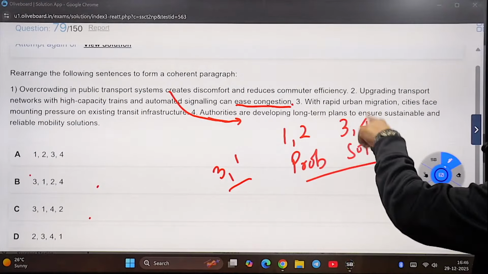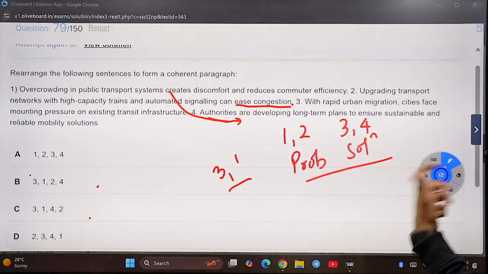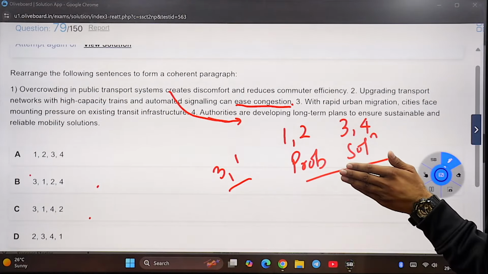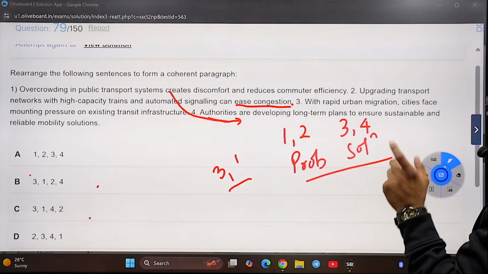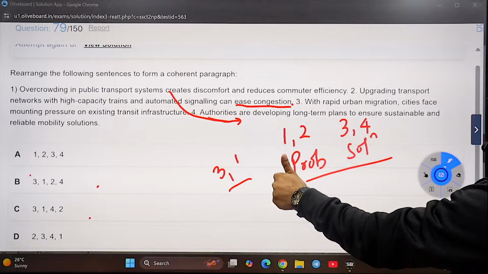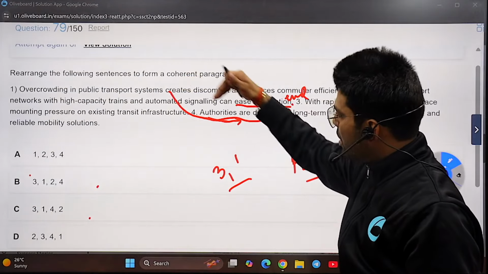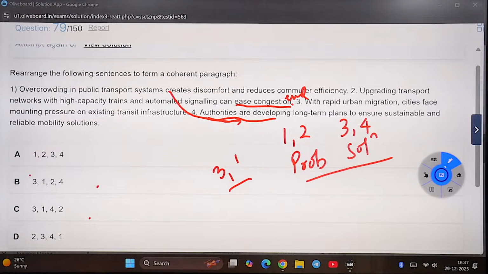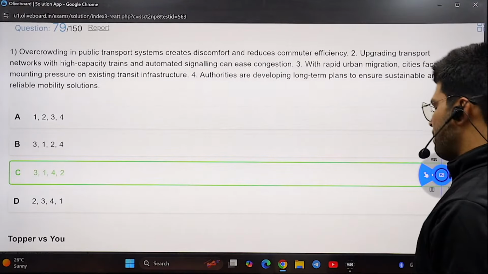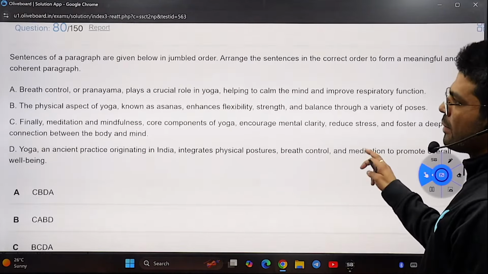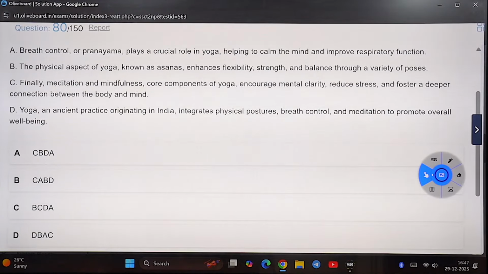That's the problem. Authorities are developing long-term plans to ensure sustainable, reliable mobility solutions. The smooth transition from problem to solution, right? Objections welcome. And yes, we can say that then upgrading transport networks with high capacity trains and automated signaling can ease congestion. So that ends slightly better, and that's the transition in between from the problem to the solution. 4-2 should be, yes, I remember, did solve, is a better choice. Welcome. We have done this before, if I'm not wrong. Done.